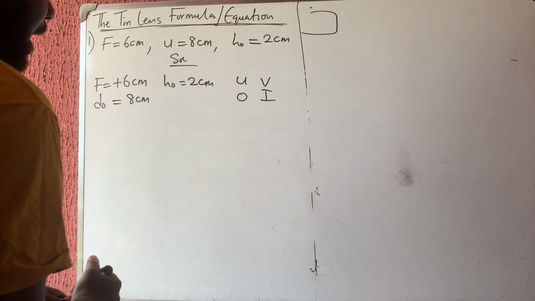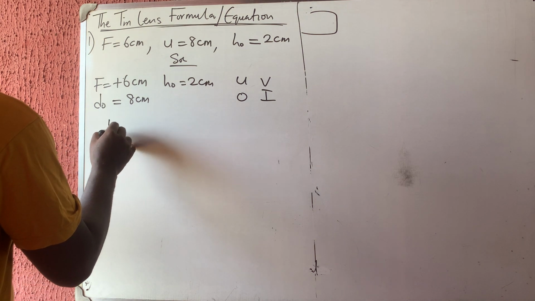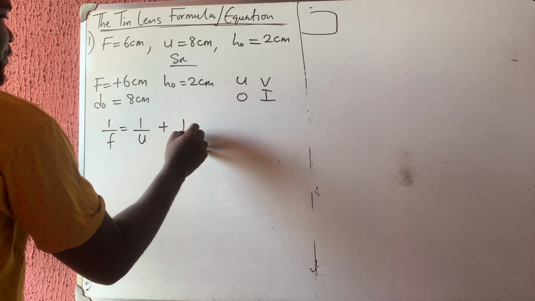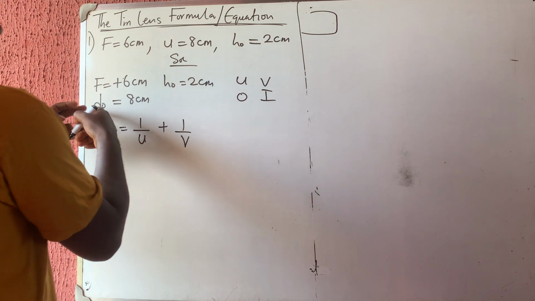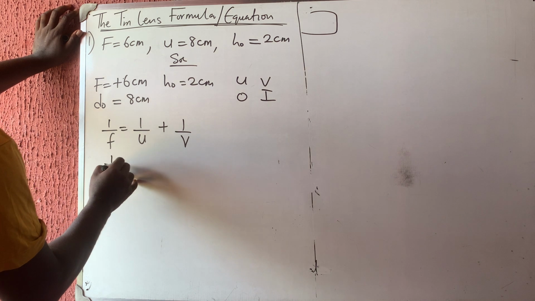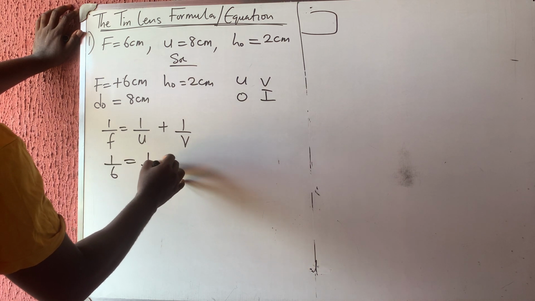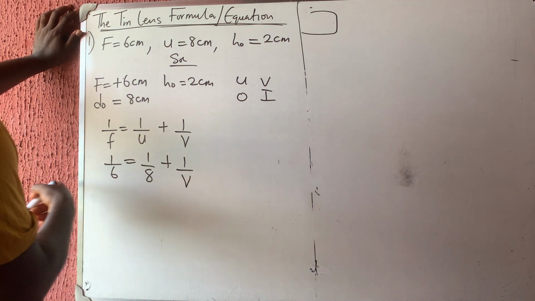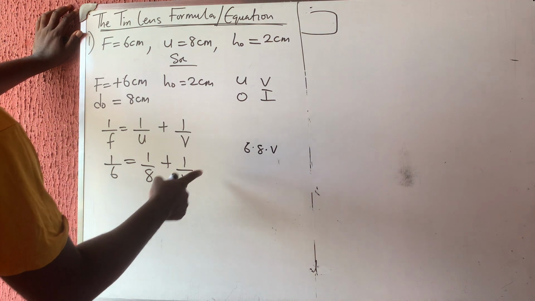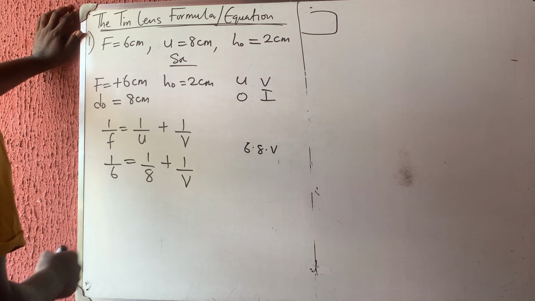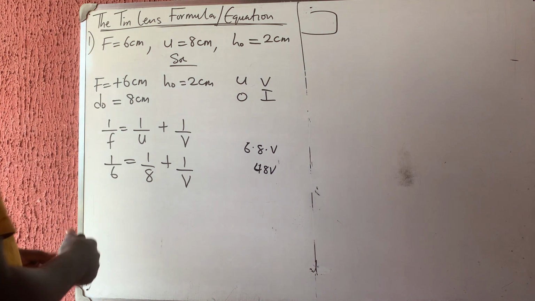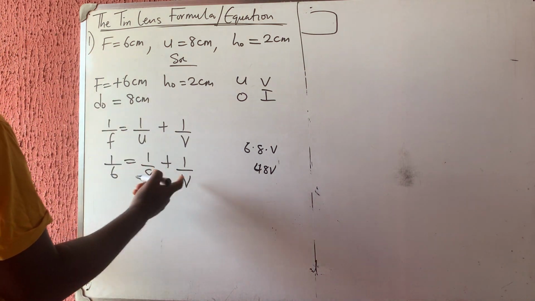Now let us calculate our things. Then we will draw our diagram. The first thing we'll calculate: 1 over f is equal to 1 over u plus 1 over v. Since they call it u and v, let me use this one. So 1 over 6 is equal to 1 over 8 plus 1 over v. Now the LCM of everybody is 6 times 8 times v, which is 48v.